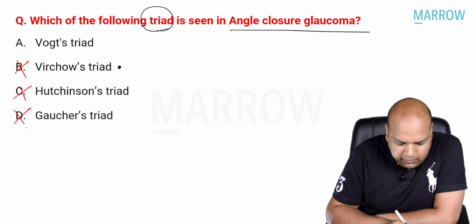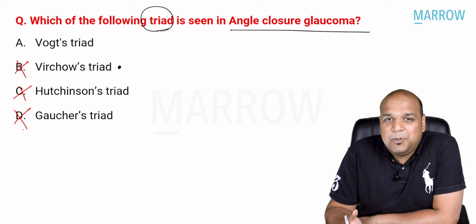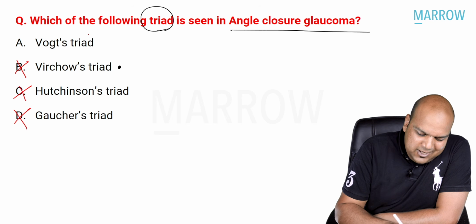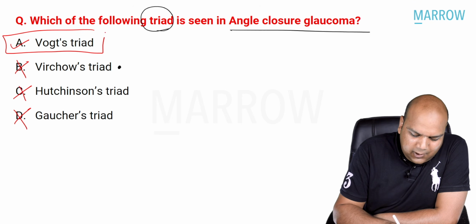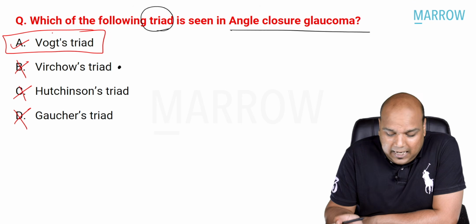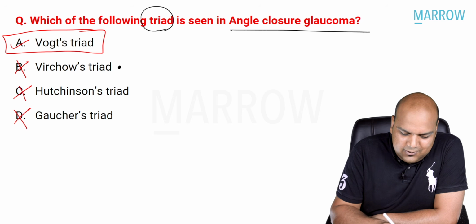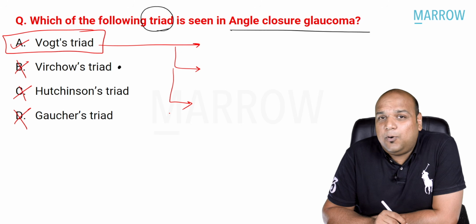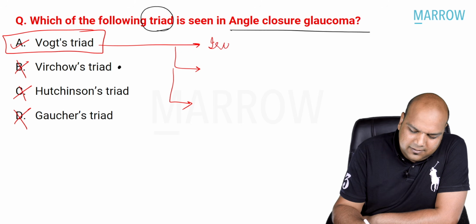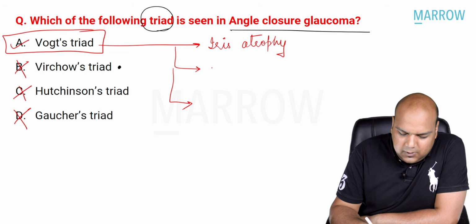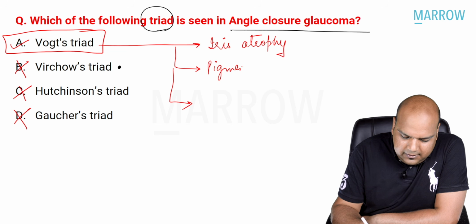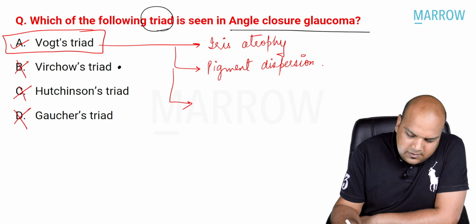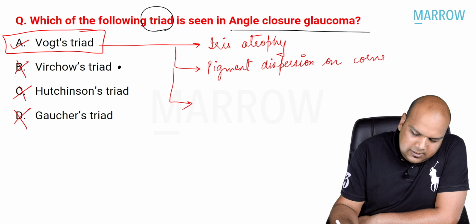I have never heard of anything called Gaucher's triad. I don't know why this was given in the option. So I know the correct answer irrevocably was Vogt's triad. I should have known this clear cut straight away also. What is Vogt's triad? Obviously 3 things. In angle closure glaucoma acute attack, what are the 3 things? Number 1, iris atrophy. Number 2, pigment dispersion on corneal endothelium.